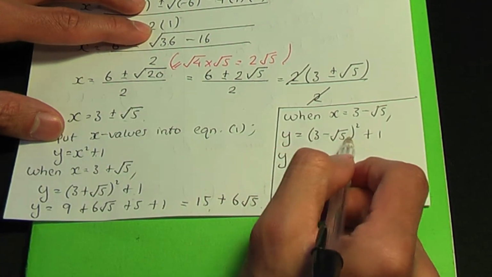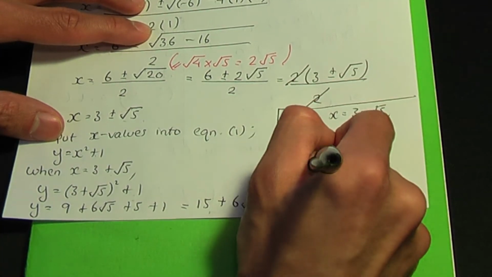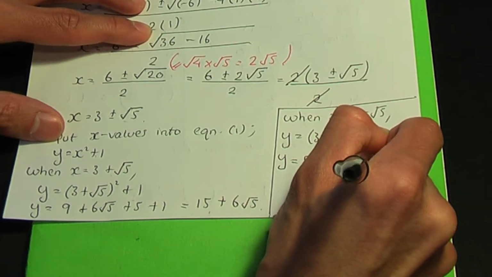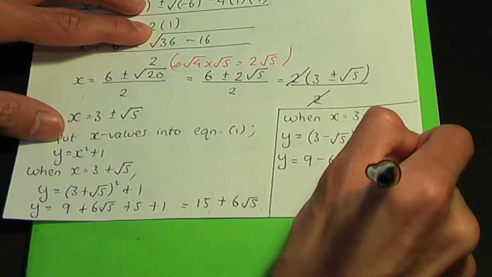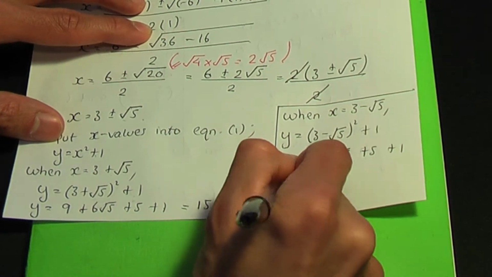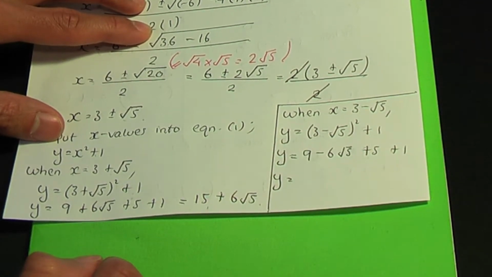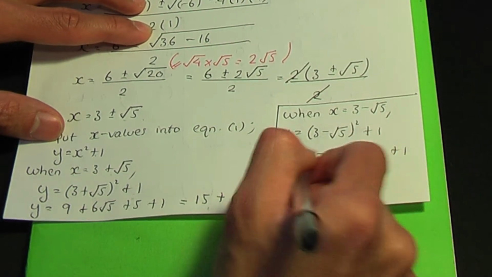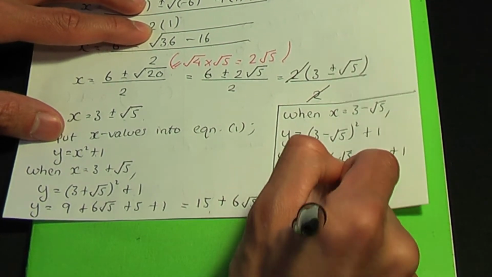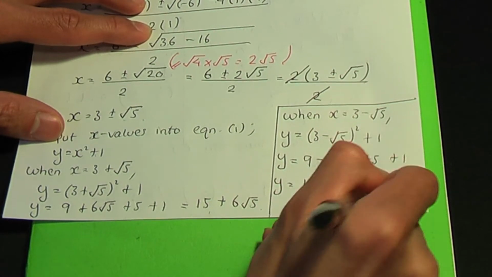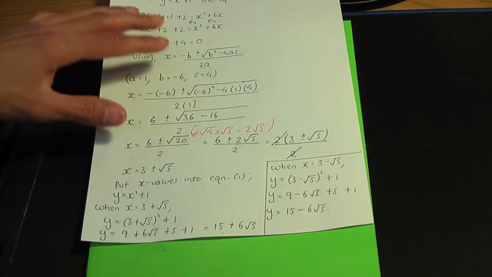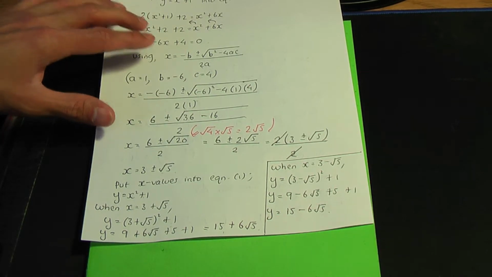And if I expand this bracket, we should get 9 minus 6 root 5 plus 5 plus this 1, and simplifying further, 9 plus 5 is 14, plus 1 is 15, minus the 6 root 5. So that is the corresponding y for when x is 3 minus root 5. Okay?